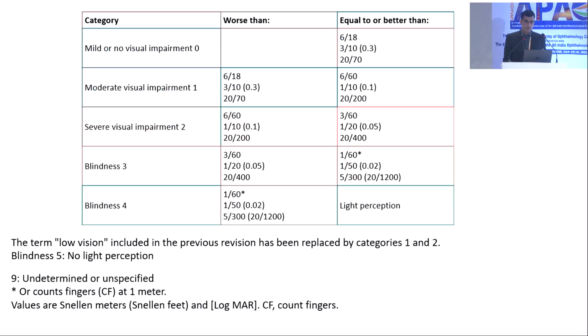I'll be presenting about the low vision assessment and rehabilitation aspects of child health, and there are no financial conflicts of interest. So we all know that this slide shows the WHO classification of visual impairment and blindness, and the term low vision, which was previously there in the classification, has been replaced by categories 1 and 2. But the slides are not moving.